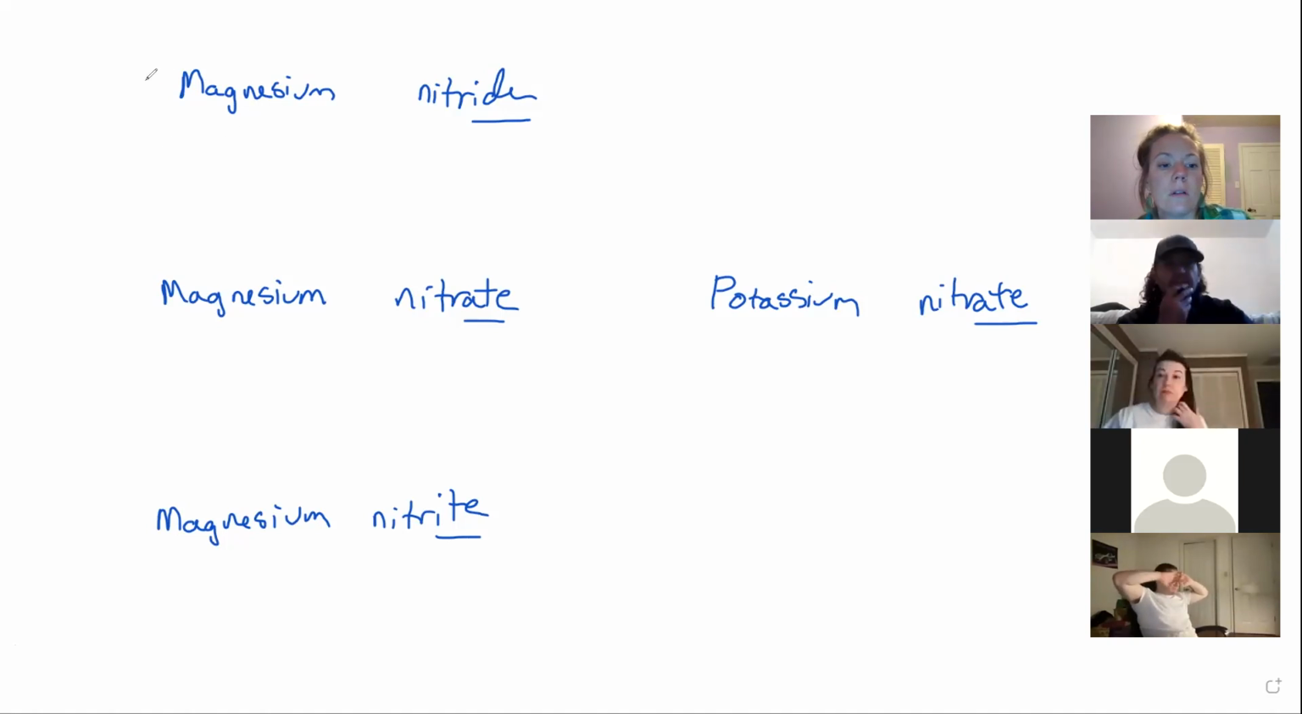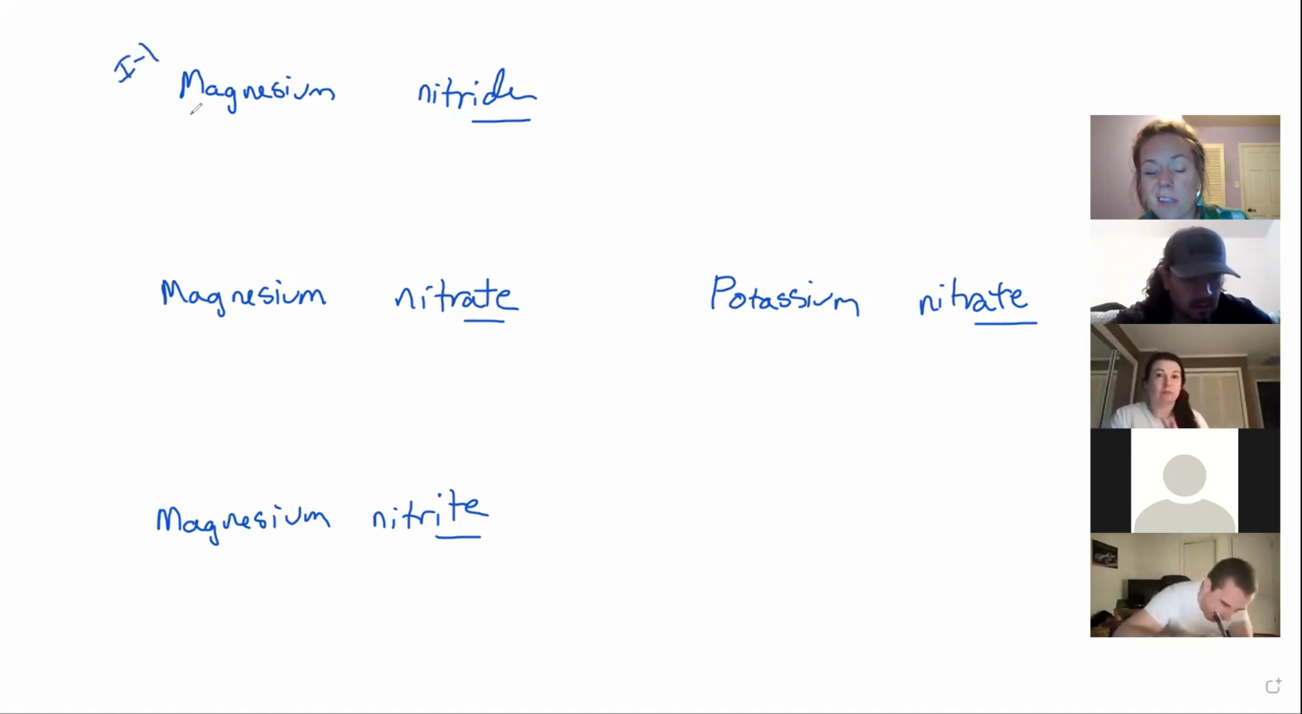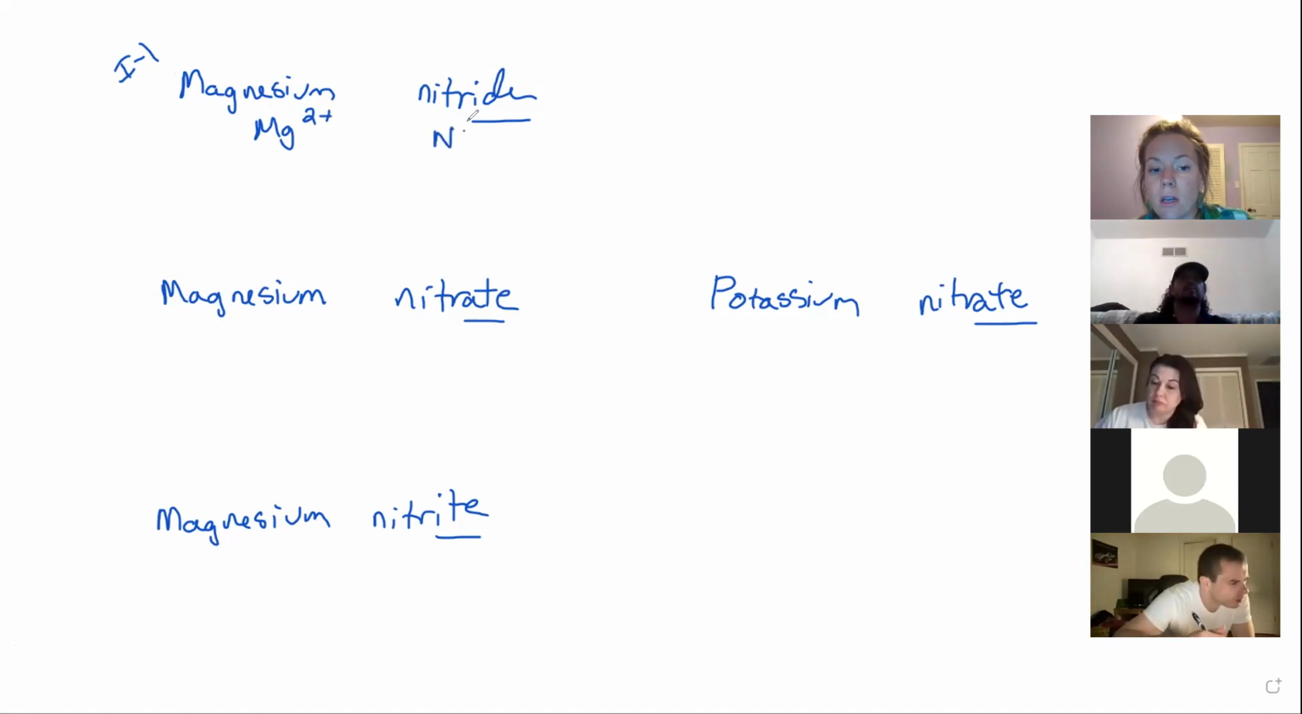Okay, so this first one is ionic. It's type 1. Nitride is talking about nitrogen, so no polyatomic ion here. Magnesium is Mg with a 2+. Nitride is nitrogen and with a 3-. So we're going to flip flop. We should get Mg3N2. These are the polyatomic ones.